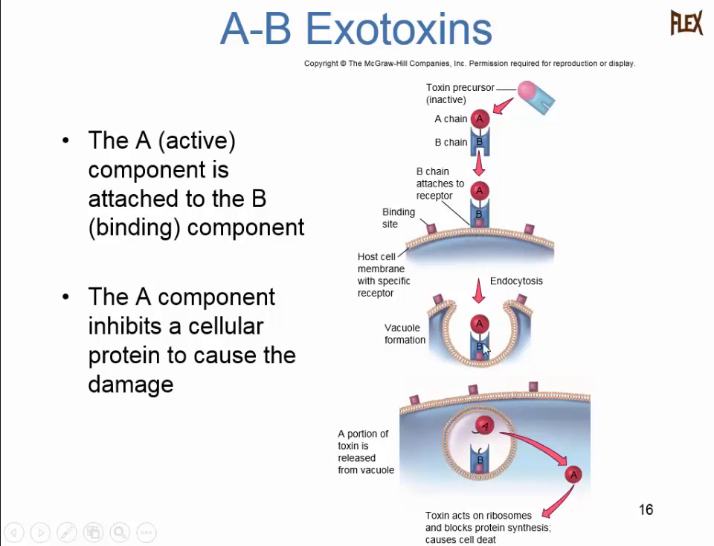And so once the B binding component is attached to the host cell membrane, it's going to enter in through endocytosis. Once the A and B exotoxin has entered through endocytosis, the active component will dissociate due to a pH change, and then will move off and act on the ribosome. The B component, however, is going to be shuttled back out and can associate with other active components and interact with the same cell types.